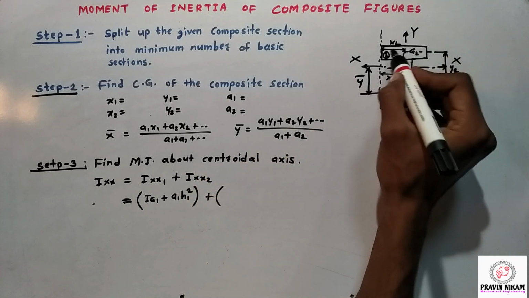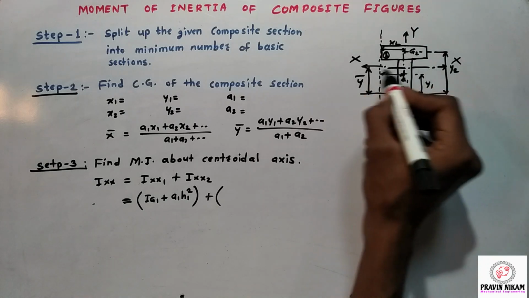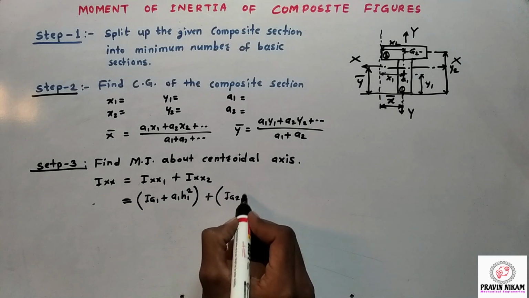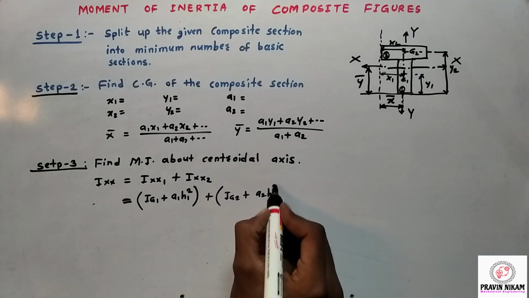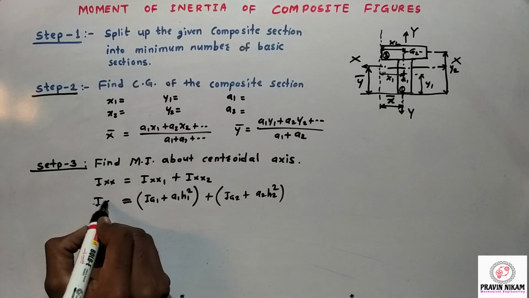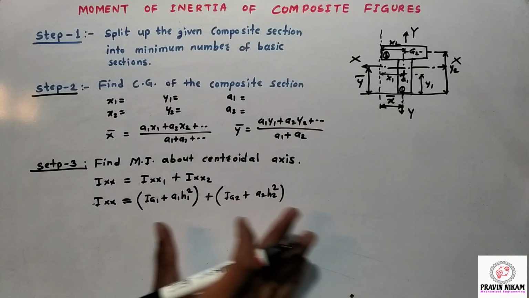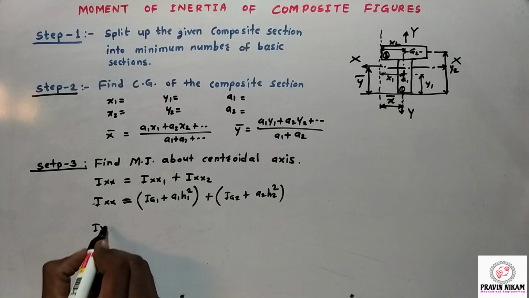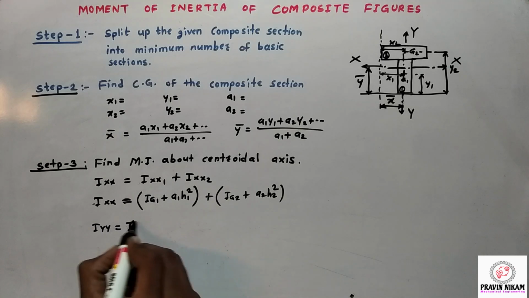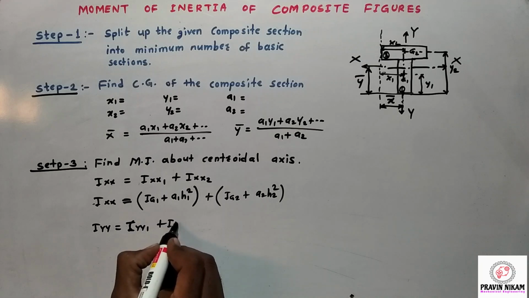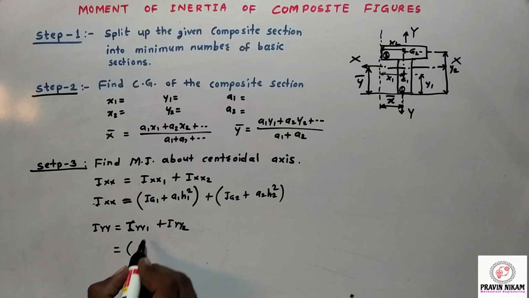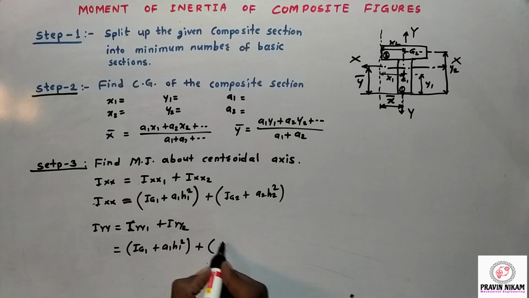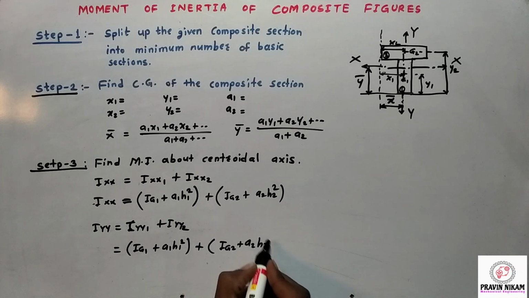Ixx2 means moment of inertia of this section 2 about this centroidal axis XX. So use parallel axis theorem. So Ig2 plus A2 H2 square. Similarly, for Iyy, you can write this formula. So for Iyy, it is equal to Iyy1 plus Iyy2. So Iyy is again Ig1 plus A1H1 square plus Ig2 plus A2H2 square.